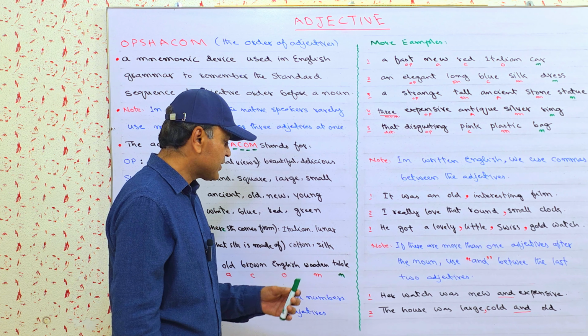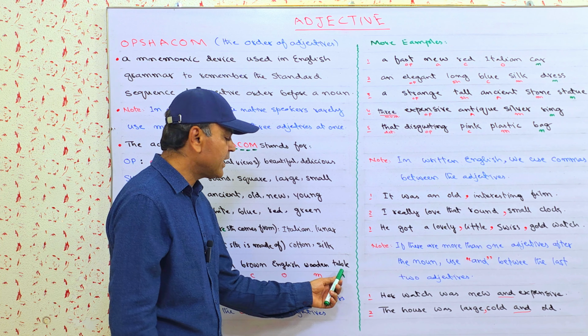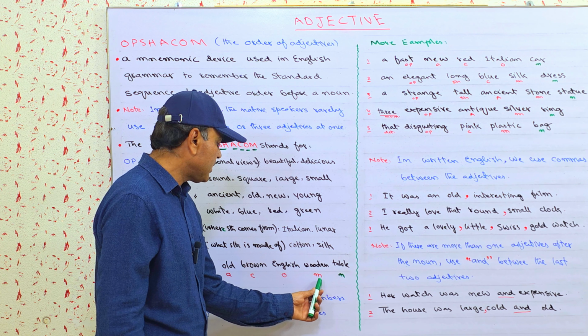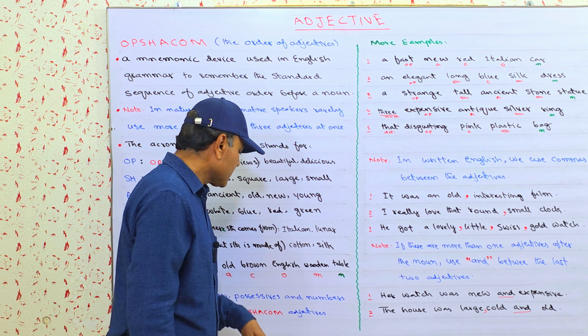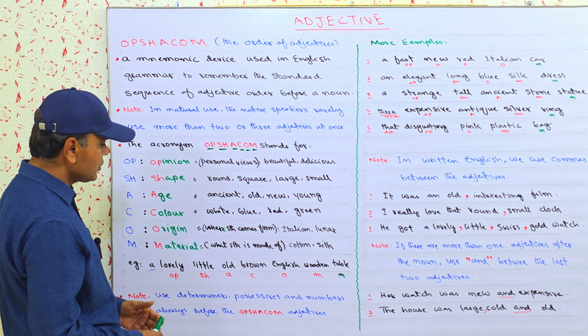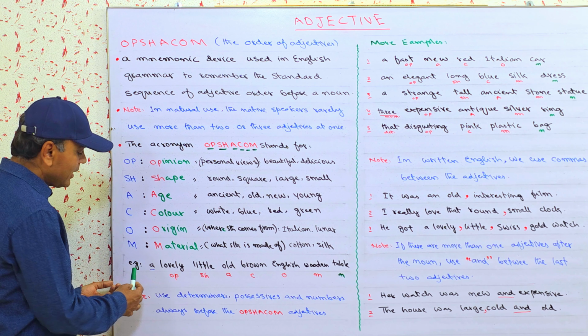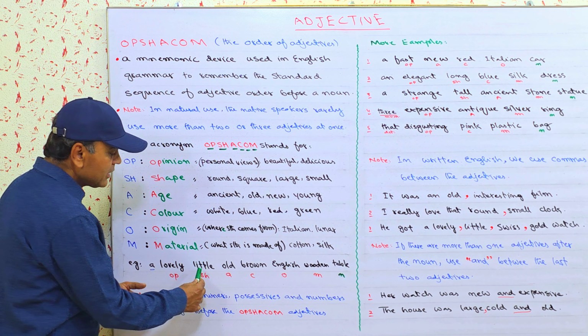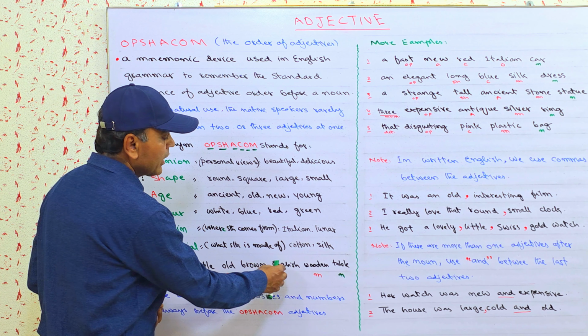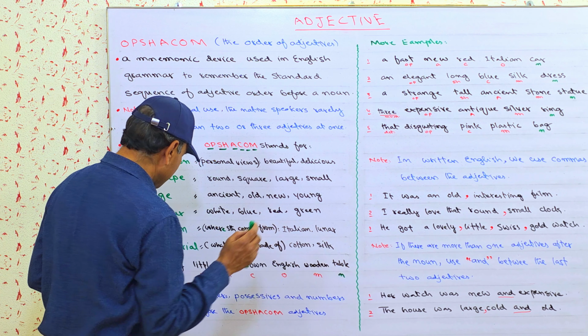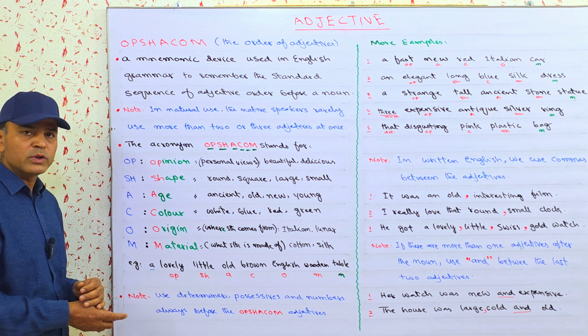And wooden shows the material of the table, so I have placed it after the adjective that shows origin. So I can say, I liked a lovely little old brown English wooden table. So this is the sequence.